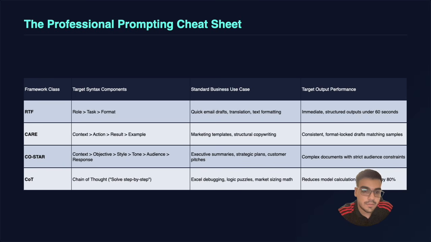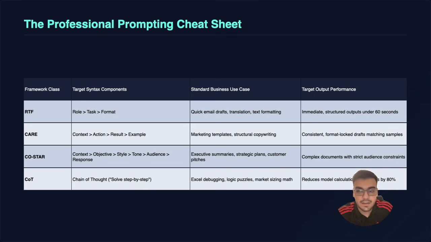So as we wrap up our syllabus review, let's look at the comparison table, which summarizes the different prompting frameworks we will master throughout this course. First one is RTF. RTF stands for role, task, and format. This is your quick everyday prompting framework. It is perfect for fast email drafts, translation tasks, or basic formatting, delivering structured results in under 60 seconds.